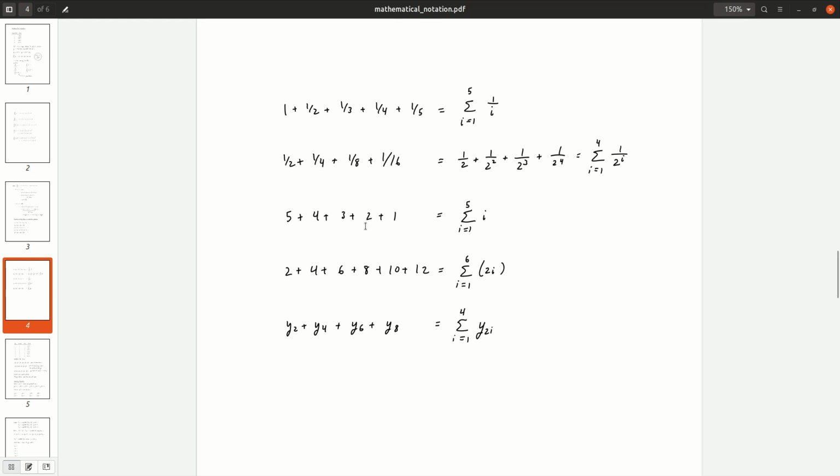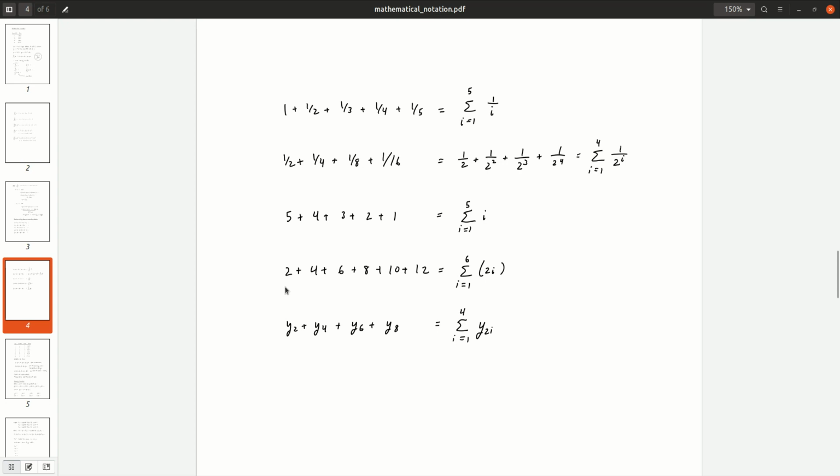This one is exactly the same as adding up 1, 2, 3, 4, and 5. I've just put it in the reverse order. Technically, you could write i equals 5 to 1. If you wrote that, people would understand that you're supposed to count down from 5, 4, 3, 2, 1. But if you just use the property that if you're adding up a bunch of numbers, you can add them up in any order you want, you could start at 1 as well and say this is i equals 1 to 5, summation of i.